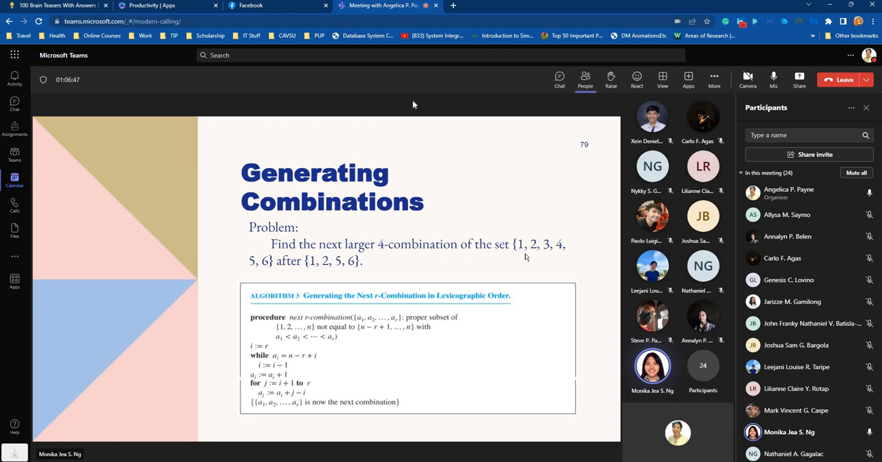Here's the algorithm for the combination, where i is defined as r, while a sub i is equal to n minus r plus i minus 1, i sub i is defined as a sub i plus 1, for j is defined by i plus 1 to r, a sub j is a sub i plus j minus i, which we applied with the concept of how we got 1, 3, 4, 5 as the next larger combination of the set 1, 2, 3, 4, 5, 6 after 1, 2, 5, 6. And that's all.